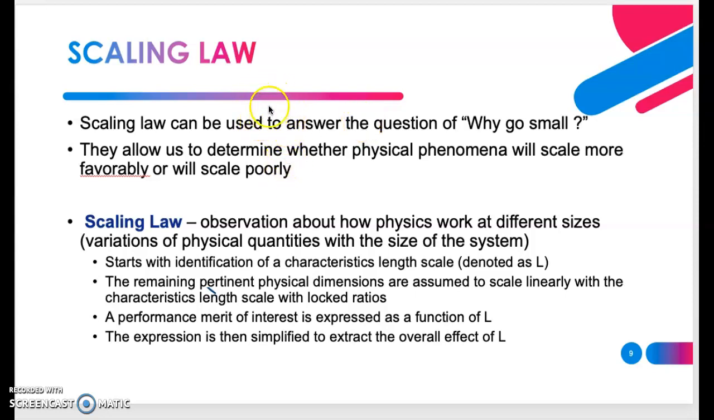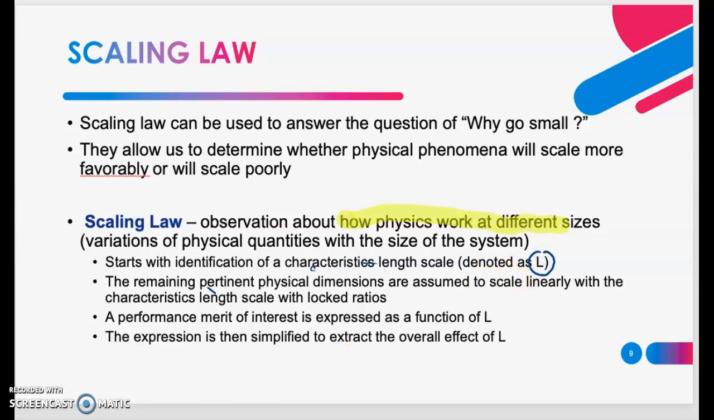Okay, so as we go small, scaling law plays an important role to ensure the performance of the MEMS device. It is an observation of how the device works at different sizes. So how are we going to verify this? For all MEMS devices, the characteristic length plays an important role.